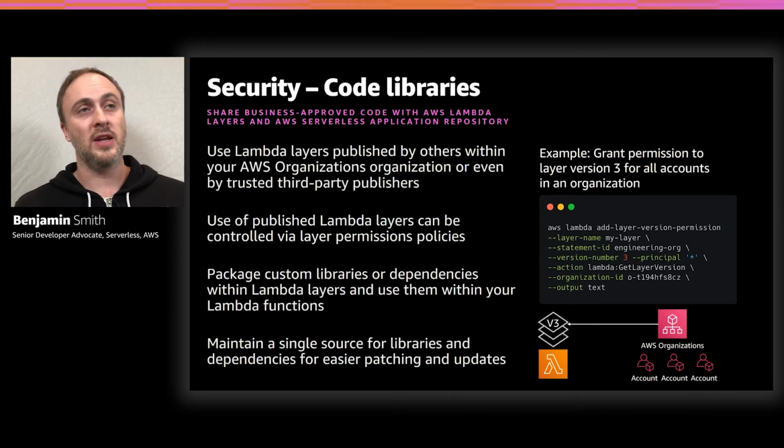So you can see an example of that here on the right, where we're using the AWS CLI to add a permission policy to a layer. This particular command line call is granting permission for all accounts in an organization to use version 3 of a layer within their Lambda functions.